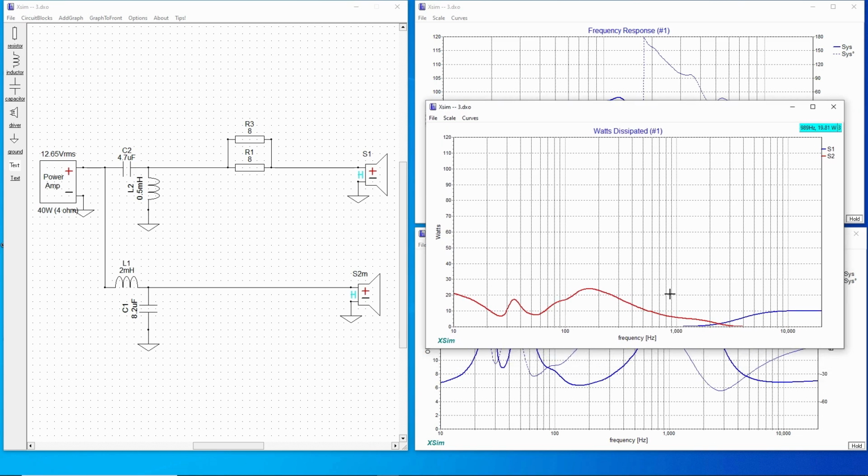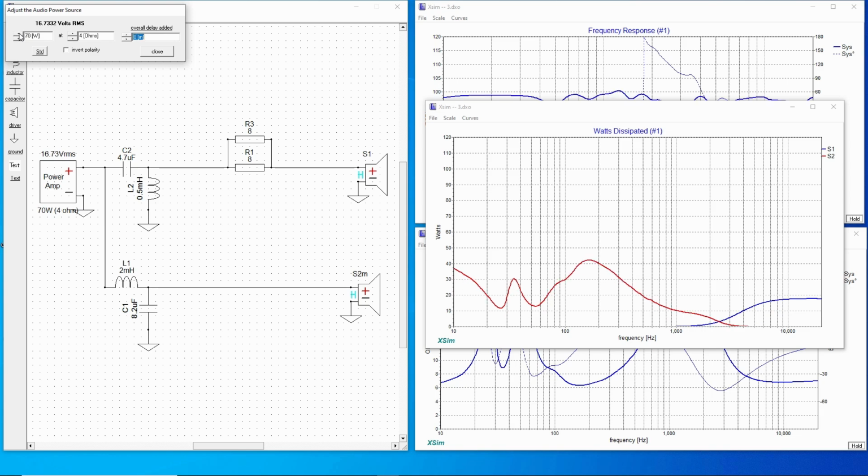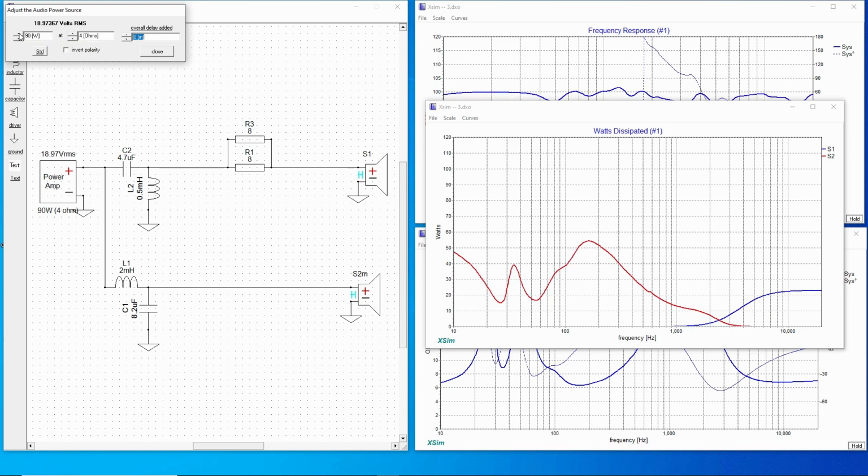We can see that both drivers are in the safe zone, and we can increase the power of the amplifier. We are going to do this until one of them reaches 60 watts. There we go. Increasing the power of the amp will exceed 60 watts for the woofer this time. At 100 watts at 4 ohms, the woofer reaches the maximum power handling.